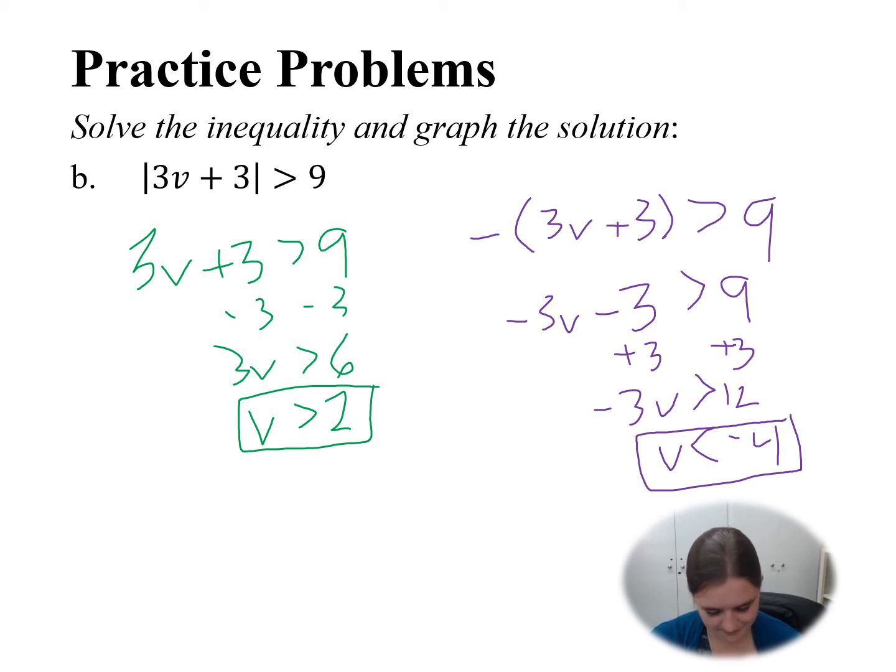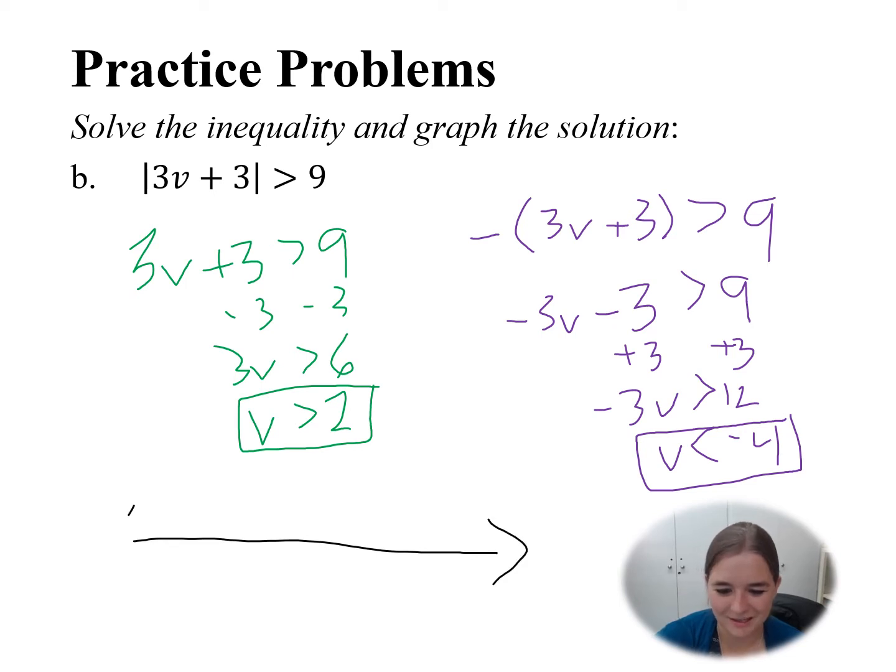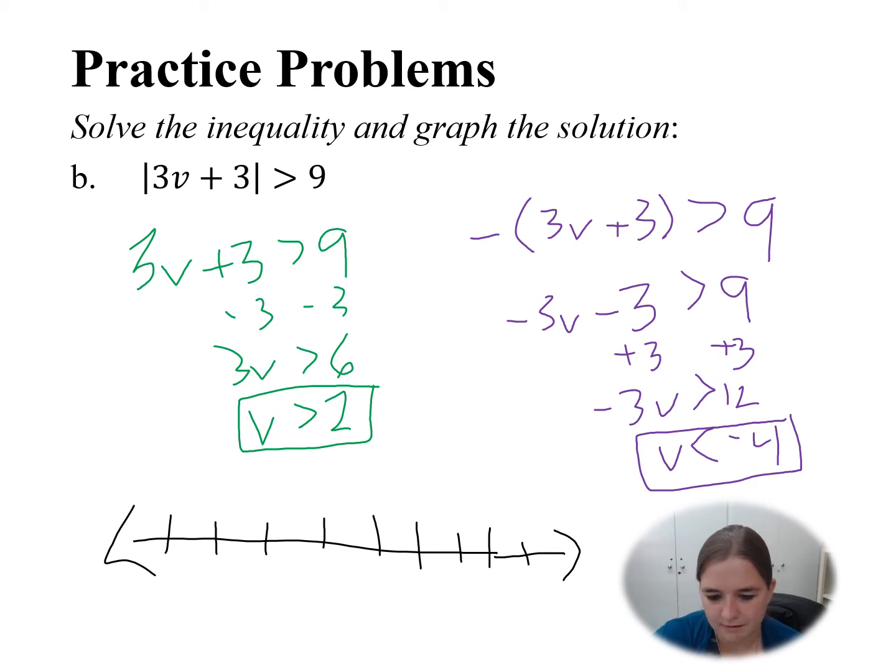When I graph this on the number line here, I'm going to plug in my pieces. I have negative 5, 4, 3, 2, 1, 0, 1, 2. Well, let's make that a little bigger. Negative 4, negative 3, negative 2, negative 1, 0, 1, 2, 3.